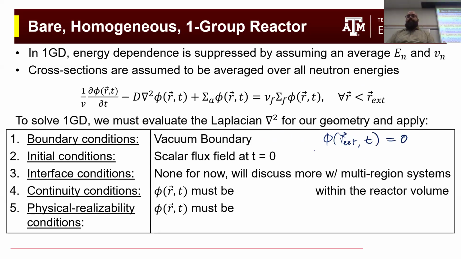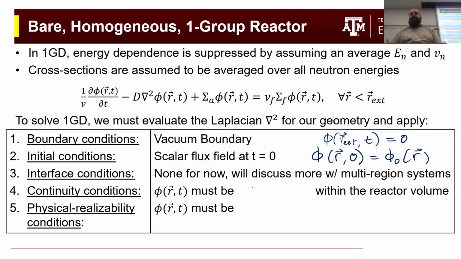We need to know the initial condition, which says that our flux at all positions r at time 0 is a known shape. We know what the shape of our flux is at all positions at time 0. So phi 0 is that initial shape, and then as time evolves from there, that shape might change. Interface conditions, we actually don't have those for a one group bare reactor, but when we deal with multi-region systems, you will have interface conditions.